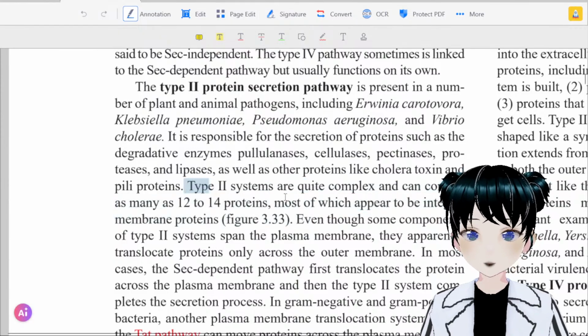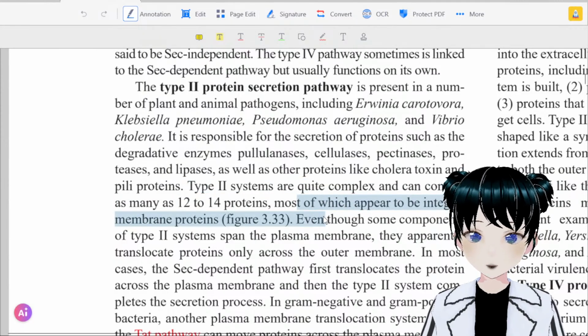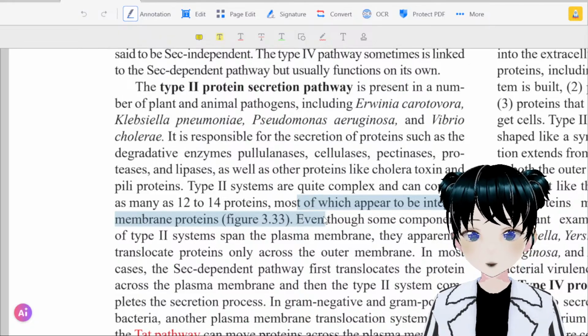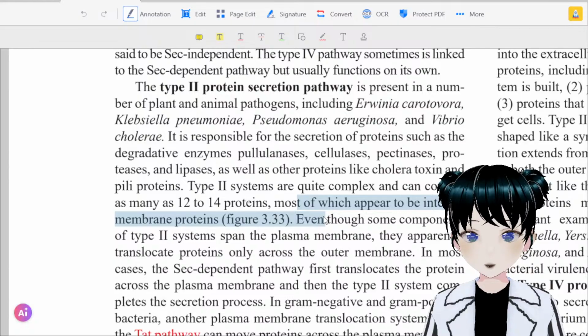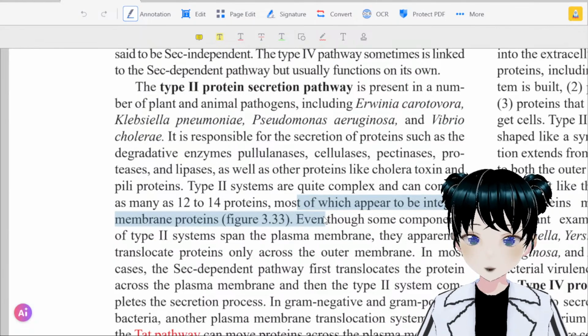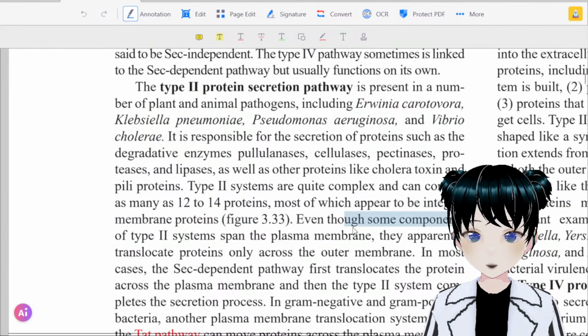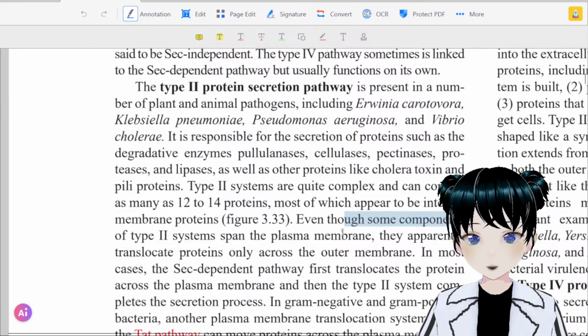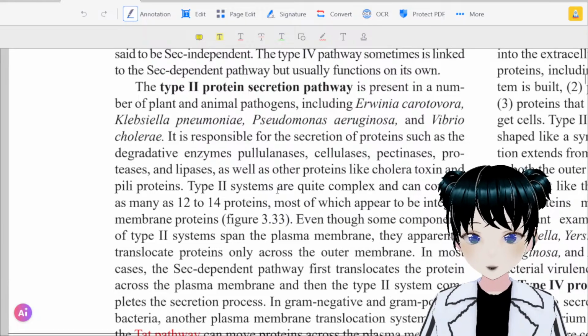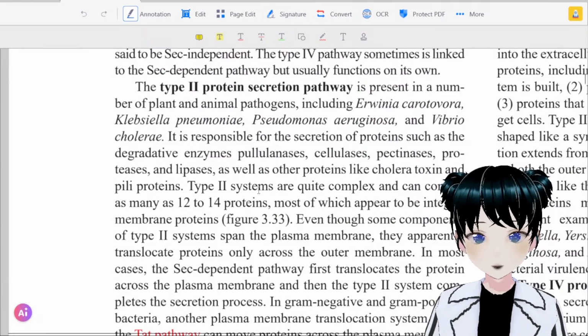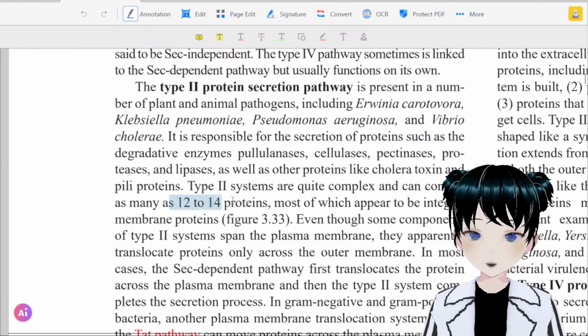So type 2 systems are quite complex and can contain as many as 12 to 14 proteins, most of which appear to be integral membrane proteins. Guys, integral membrane proteins are those that are embedded in the membranes, okay? So they are saying that the sec pathway had only 5 to 6 proteins, while the type 2 system has more, 12 to 14 proteins.